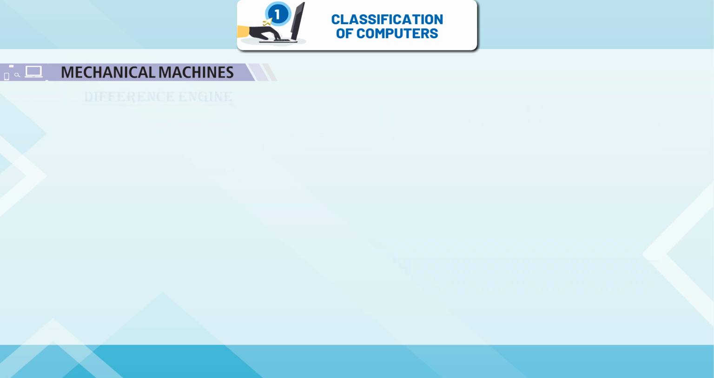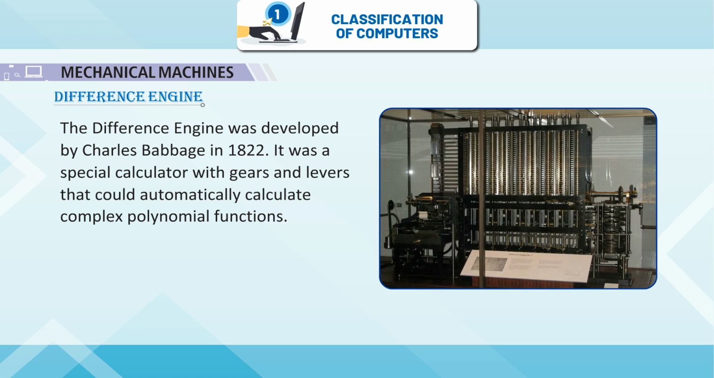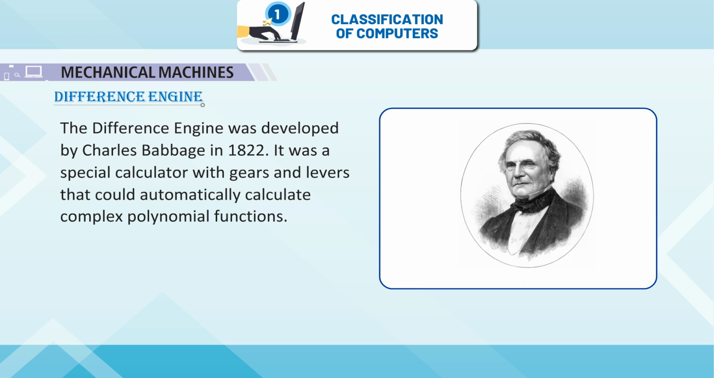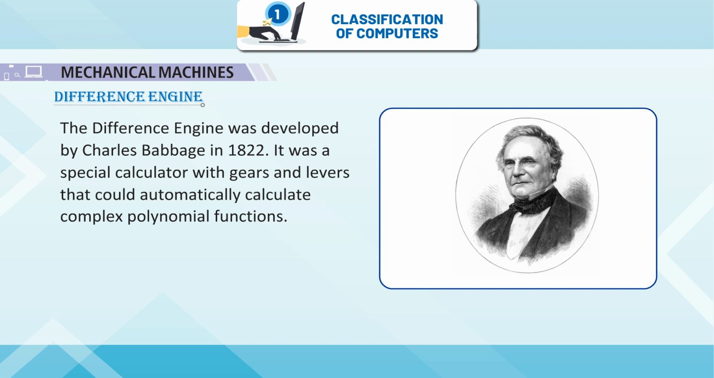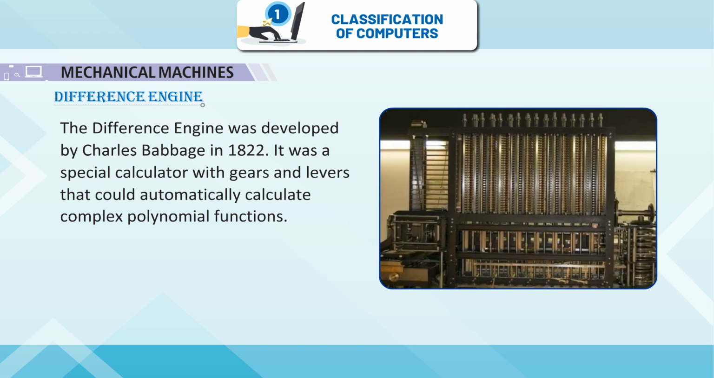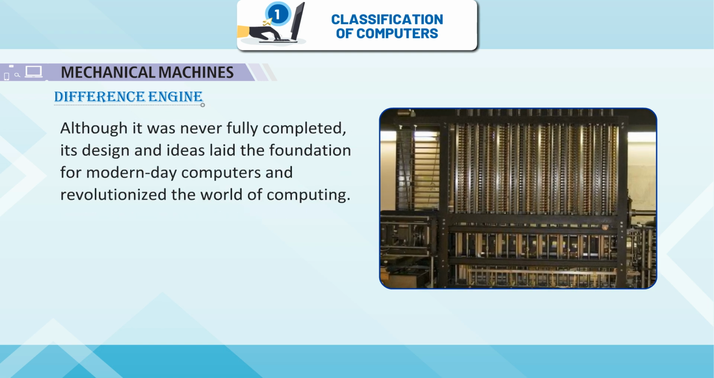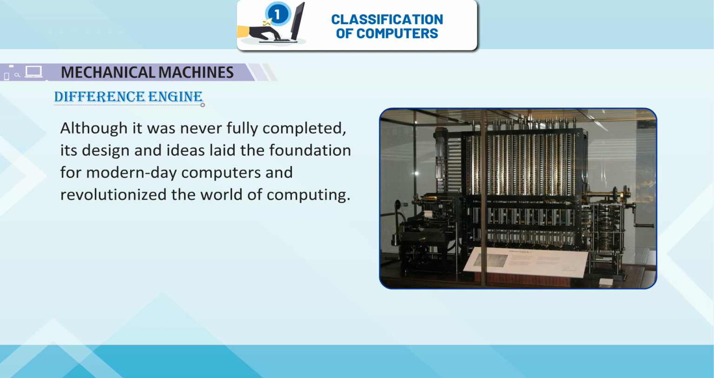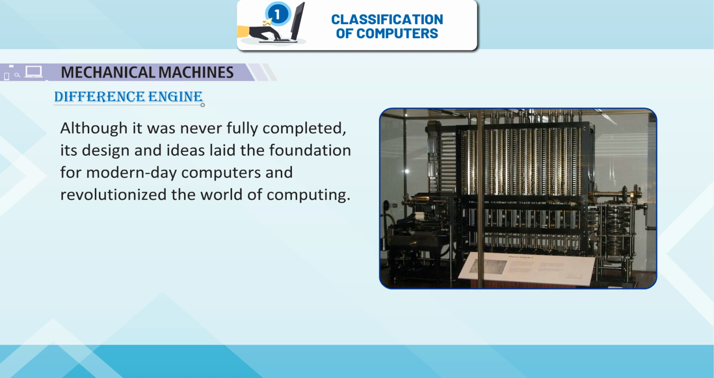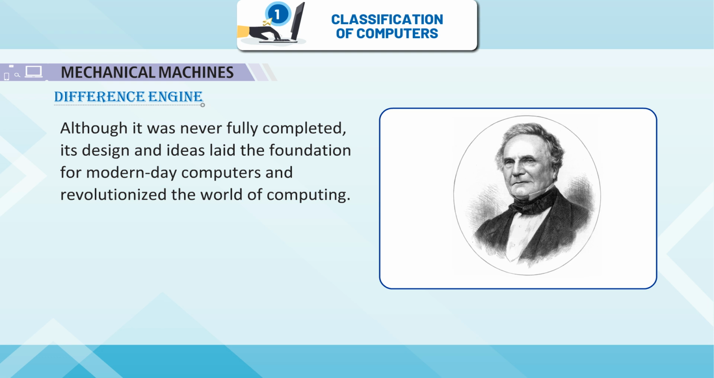Difference engine. The difference engine was developed by Charles Babbage in 1822. It was a special calculator with gears and levers that could automatically calculate complex polynomial functions. Although it was never fully completed, its design and ideas laid the foundation for modern-day computers and revolutionized the world of computing.